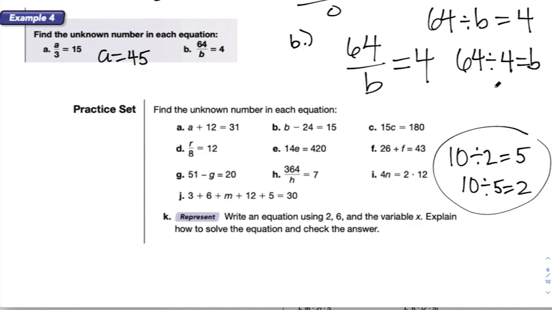Now when I divide 64 by 4, I can do long division if you'd like. I get 1 there in the tens place. This is going to subtract, give me 2. 4 goes into 24 6 times, and then I have no remainder. I'm done. So the answer here is that b is equal to 16.